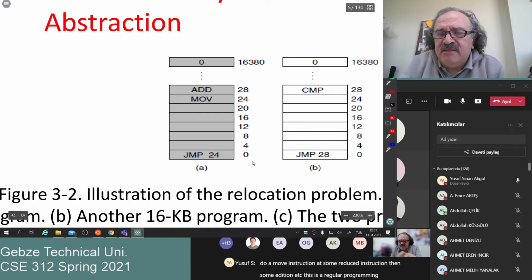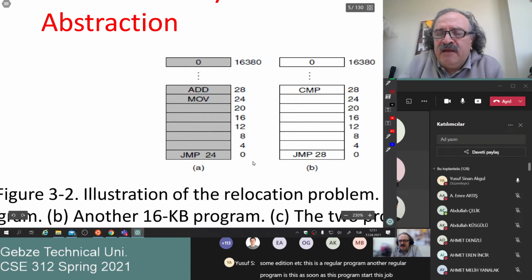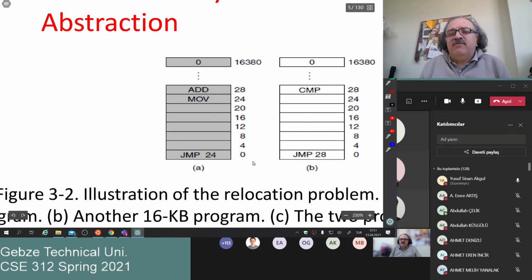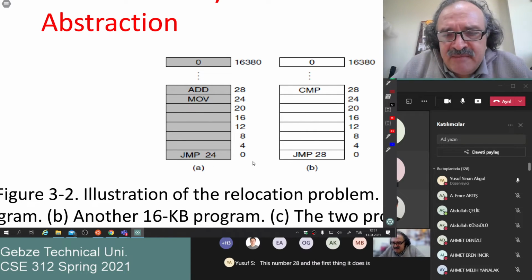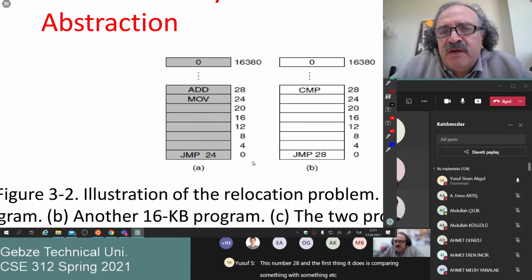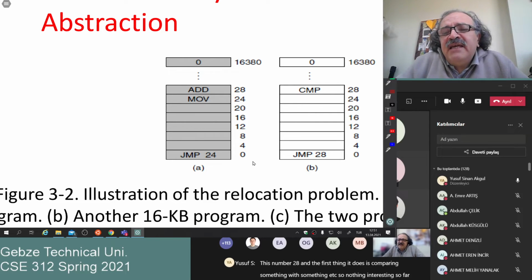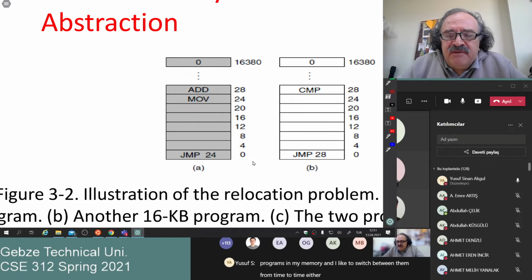This is a regular program. Another regular program is this. As soon as this program starts, it jumps to address number 28, and the first thing it does is compare something with something, etc. So nothing interesting so far. Let's say I'd like to do multi-programming. I'd like to keep these programs in my memory and switch between them from time to time, either preemptively or some other way, the ways that we know. And we'll ignore the operating system part.